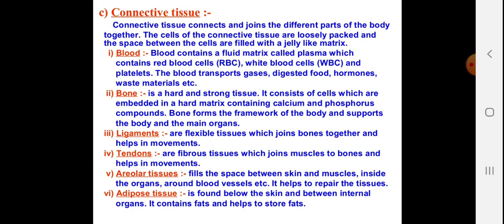Ligaments are flexible tissues which join bones together and help in the movement. Tendons are fibrous tissues which join muscles to bones and help in the movements. Areolar tissues fill the spaces between skin and the muscles, inside the organs and around the blood vessels, etc. It helps to repair the tissues. Adipose tissue is found below the skin and between internal organs. It contains fats and helps to store the fats. So these all are examples of connective tissues.